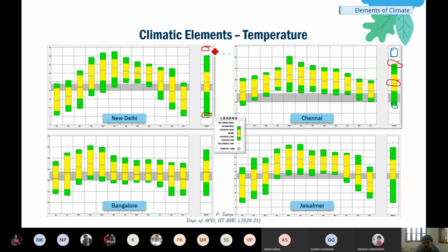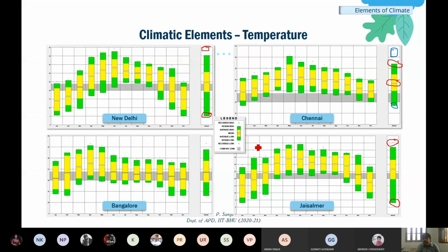The design that I make for New Delhi won't be workable for Chennai. Are you able to understand now where this climatology steps in? Yes, sir. Jaisalmer, the lowest is at 3-4 degrees Celsius, the highest is somewhere around 35, 40, 45, even over 45. The comfortable level, the margin that you need to take care of, is huge.